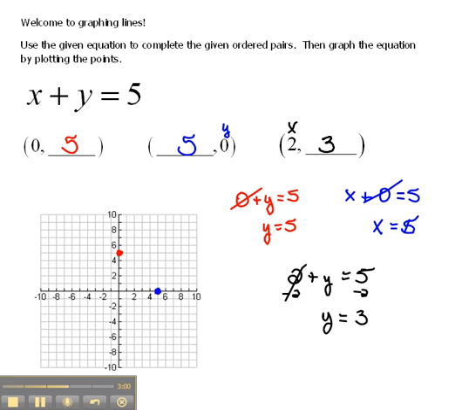So when we use an x value of 2, the y value has to be 3 in order to make that sentence true. If I plot that point, that says go 2 in the x direction and 3 in the y direction. That would be this point right here. Now, do you notice that these all lie on that same line there? I could draw that line between them, and every single point on this line would satisfy or work in this equation. Very cool.